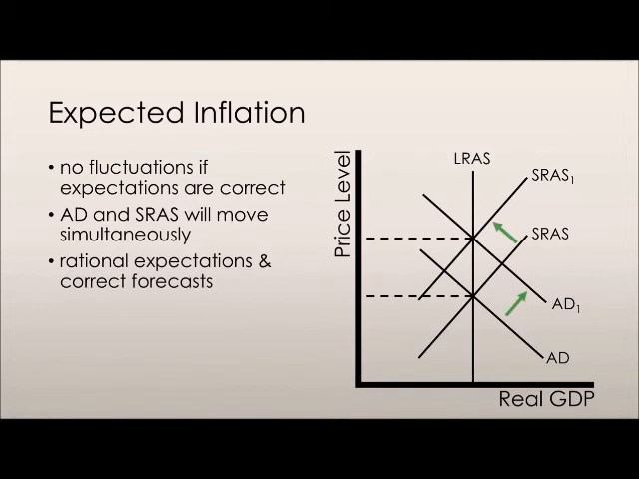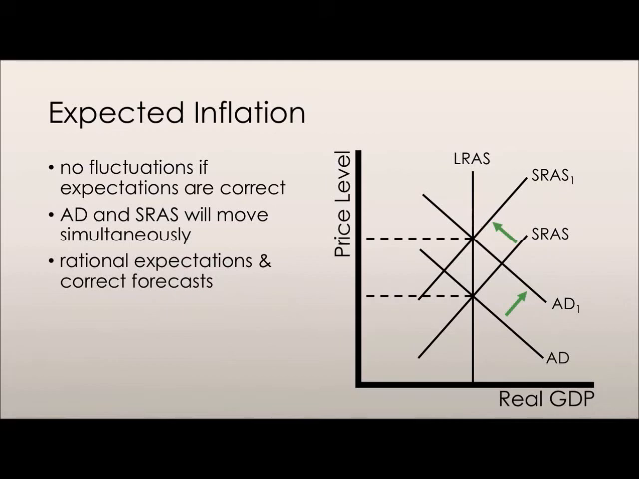If inflation is expected, then there are no fluctuations in real GDP. Increases in the price level will occur, but the economy will remain at the long-run quantity of real GDP. If aggregate demand, for example, is expected to increase, then the money wage rate will increase in anticipation. Thus, both aggregate demand and short-run aggregate supply will shift simultaneously, maintaining long-run equilibrium.